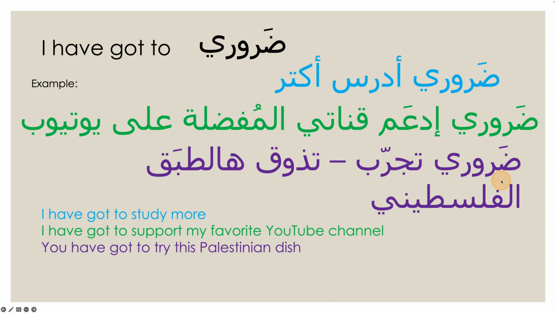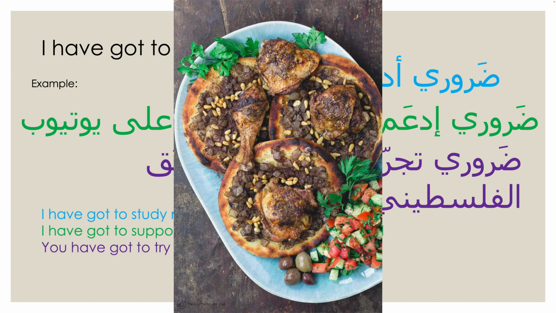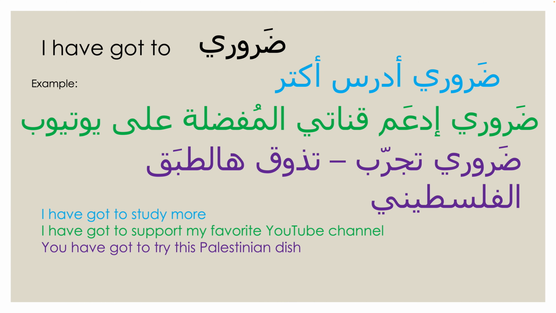Our third example. ضروري تجرب or تدوق هالطبق الفلسطيني. You've got to try this Palestinian dish. And there are many amazing, delicious Palestinian dishes, and one of my favorite is called مسخن. مسخن, which is chicken with sumac. Do let me know what's your favorite Palestinian dish in the comment section below, guys, and hopefully other people might benefit. So yeah, leave in the comment section below. So my favorite is مسخن.